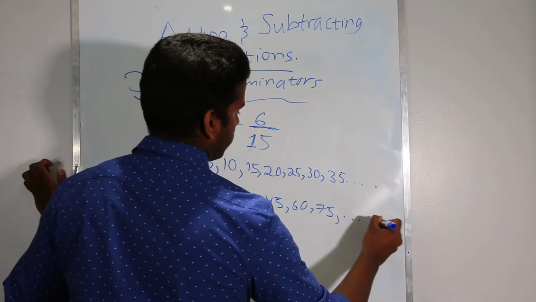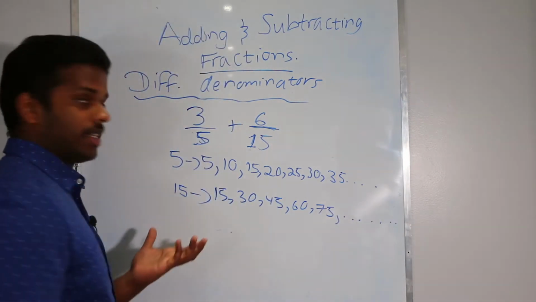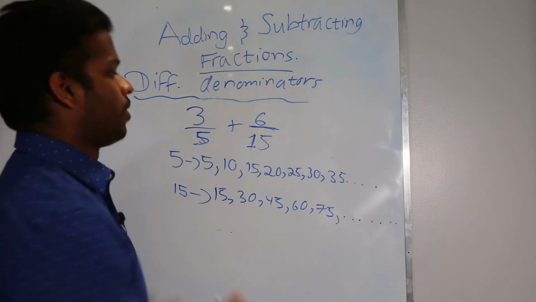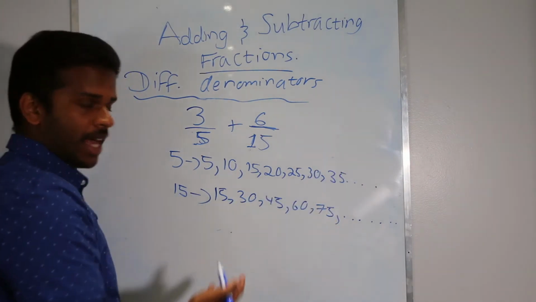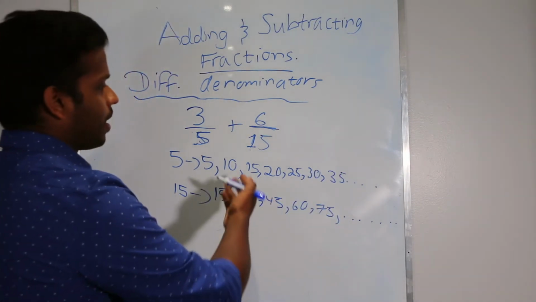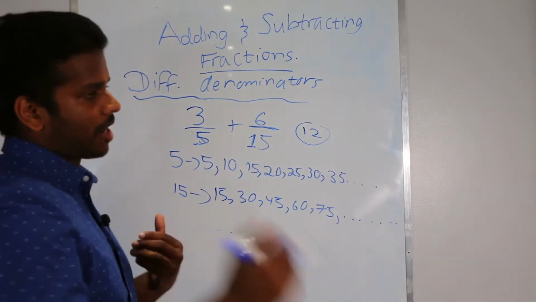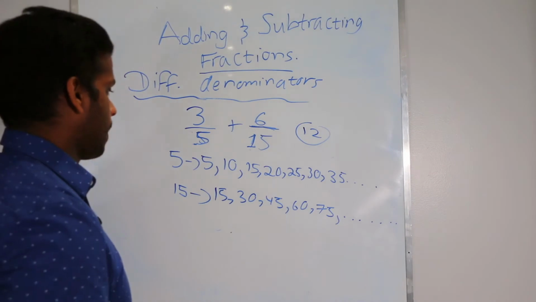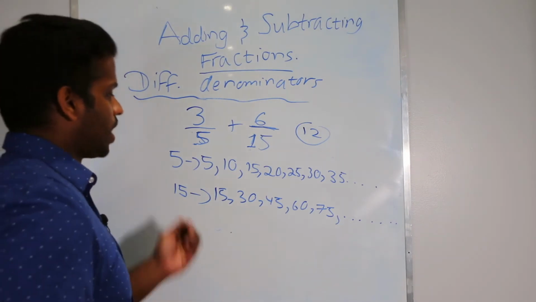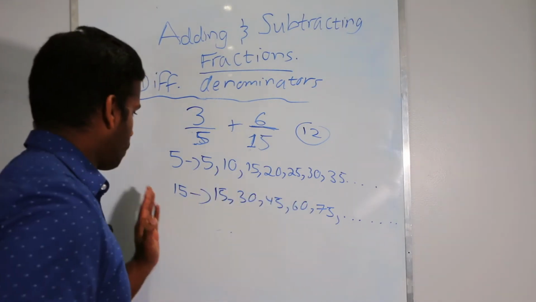Okay, so it goes on. But since in this scenario we're looking at the lowest common multiple, we don't need to go all the way down because I already know the answer. But when you're practicing, you should go up to 12 multiples for each, so you practice your multiplication table at the same time. So we listed the multiples for 5 and 15.